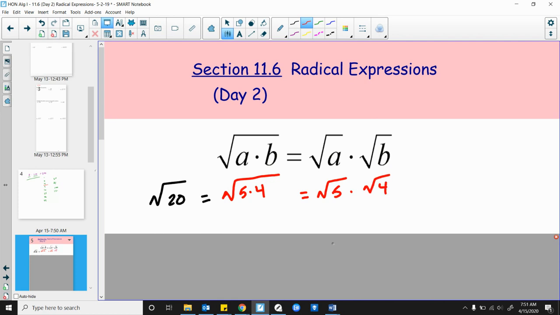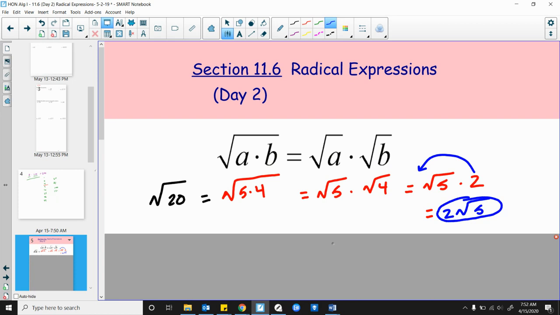Now, the square root of 5 does not simplify at all, but we can simplify the square root of 4 to 2, because 2 times 2 is 4. Then we can rearrange this, and I'd like to put the 2 in front. Remember, multiplication is interchangeable. The square root of 5 times 2 is the same as 2 square root of 5, and we're just going to write it as 2 square root of 5.